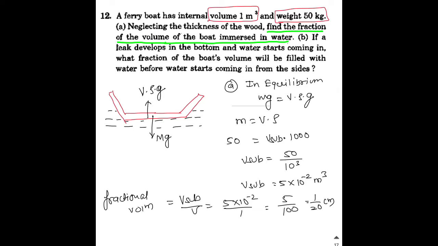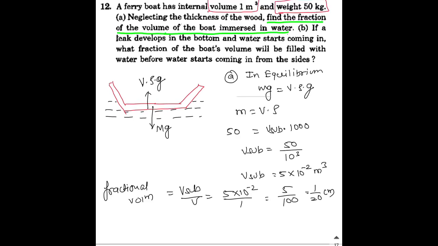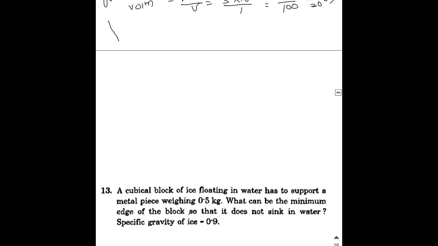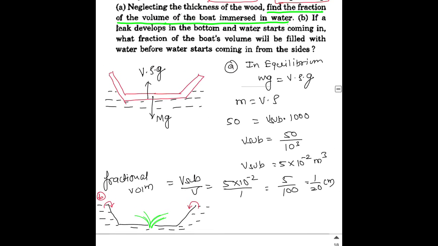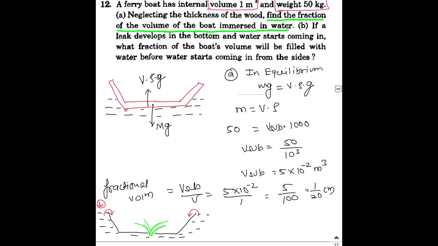Now if they ask us, if leaks develop in the bottom and the water starts coming in, now imagine that the boat is like this and the leak has started to come in, so the water will flow in this way, right? So the moment water starts to pour into it, the boat will go down, down and down, and at one point of time the complete boat will be submerged into the water, and then water will start coming from this side as well. That is part B they are asking. If a leak develops in the bottom and the water starts coming in, what fraction of the boat's volume will be filled with the water before the water comes in from the sides?